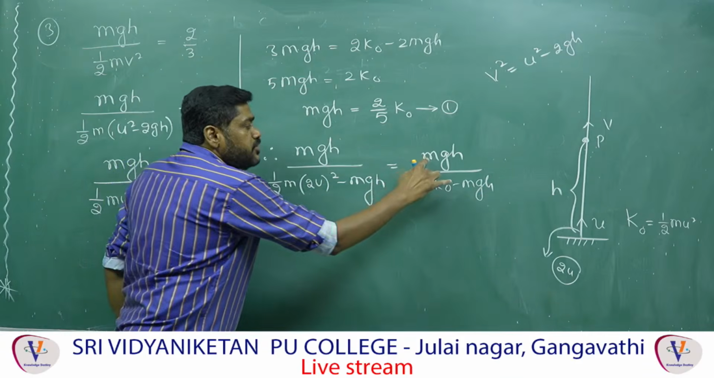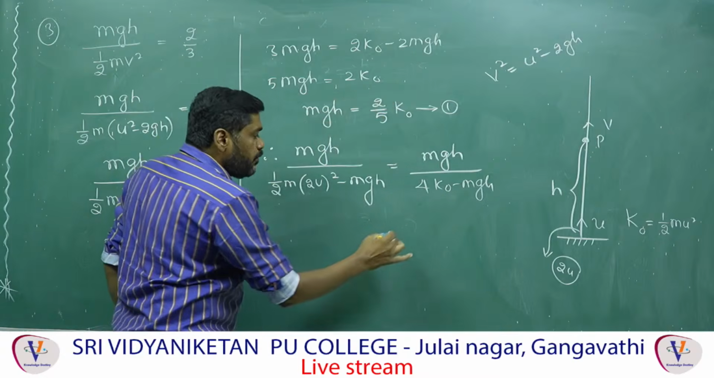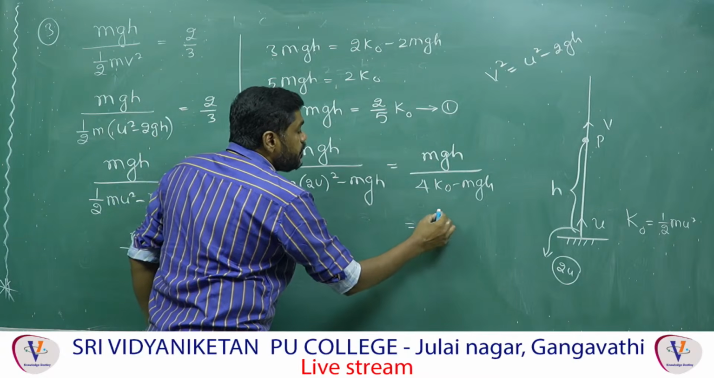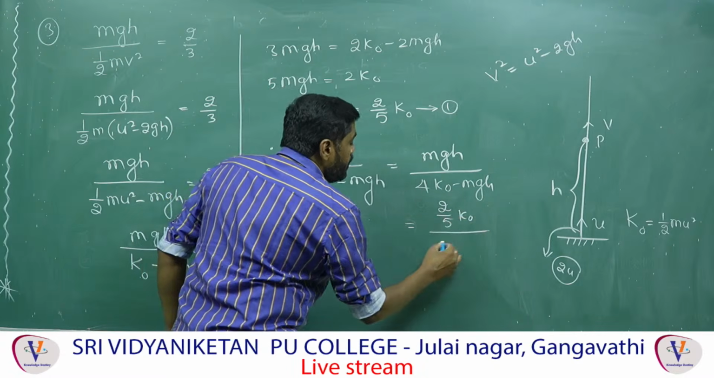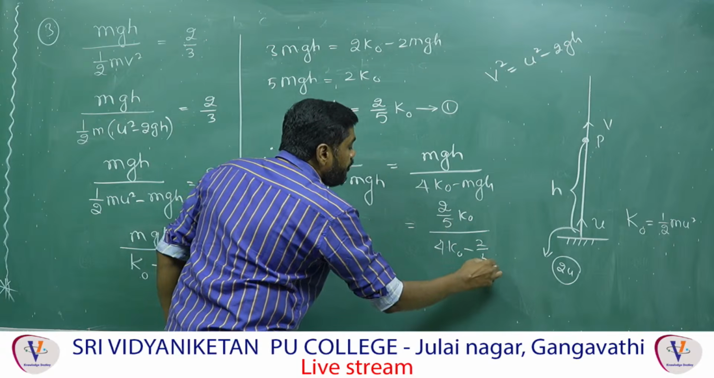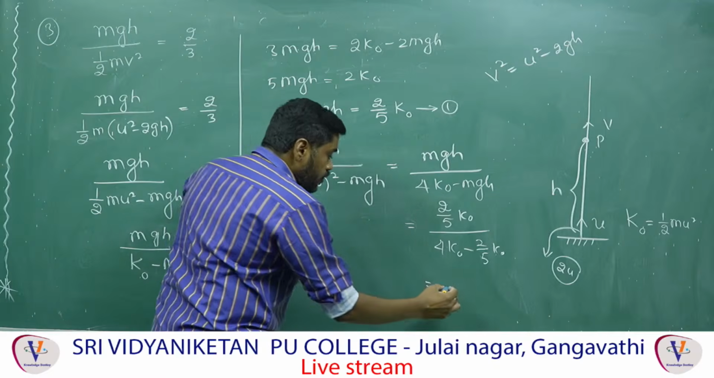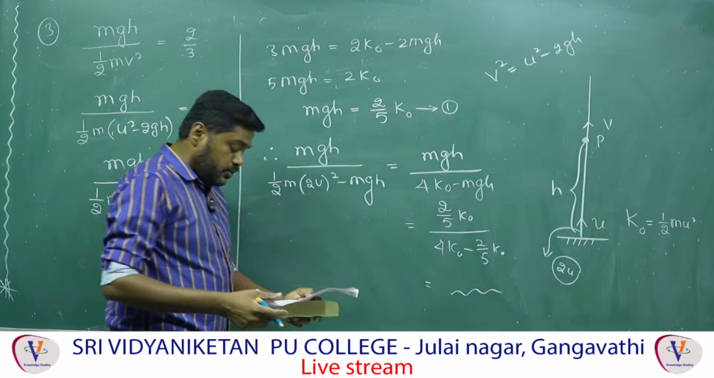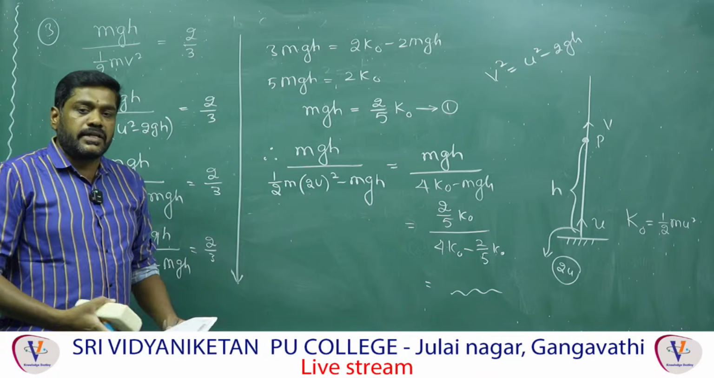Where mgh is there, from equation number 1 you substitute 2 by 5 k naught. So the answer is mgh replaced with 2 by 5 k naught by 4 k naught minus 2 by 5 k naught, and after simplification you get the answer. So for the third question, the second option is correct. Therefore 1 by 9 is the answer.